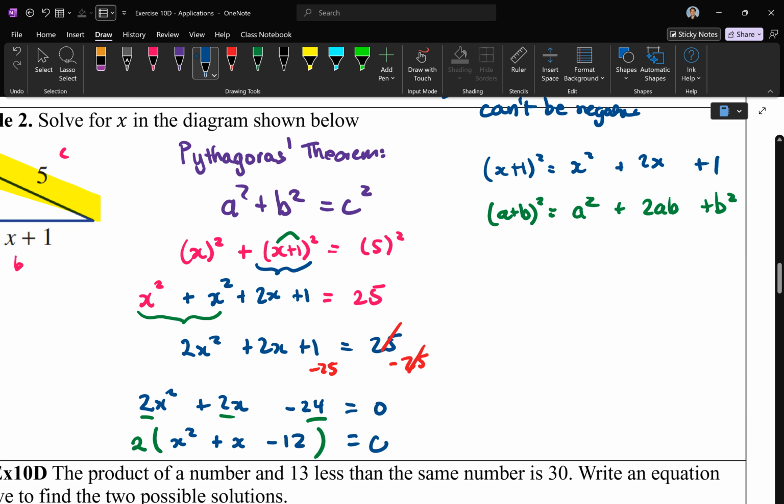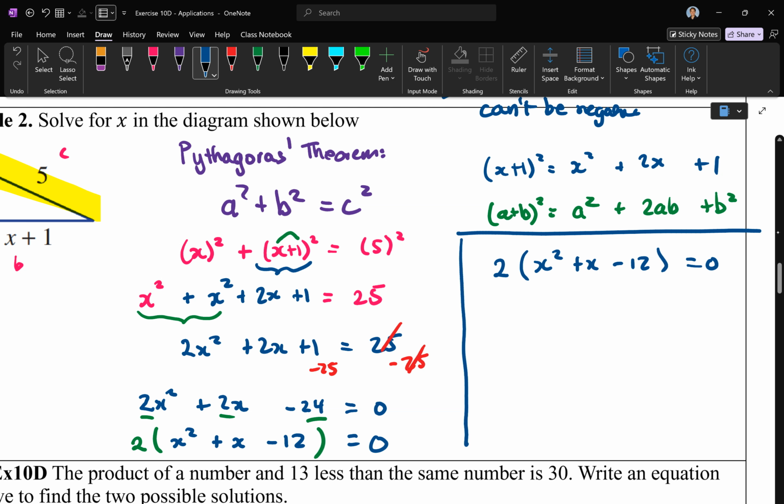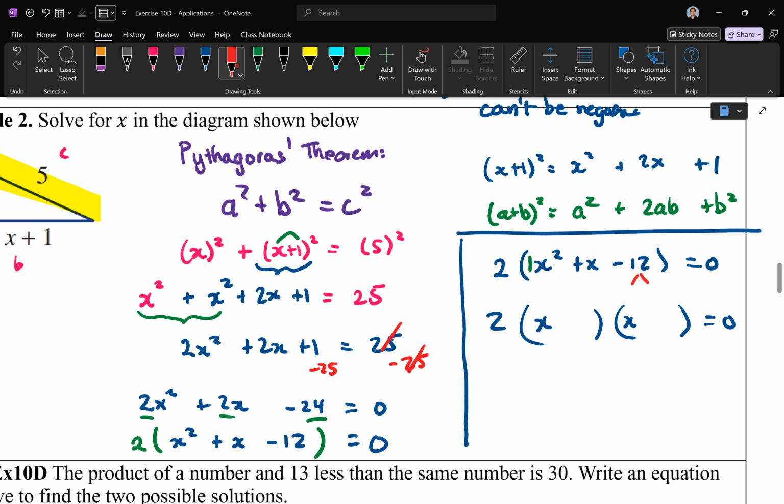So hopefully you can factorize this now. What is it? 2 bracket x squared plus x minus 12. If you're factorizing this, remember you get 2 brackets. Mnemonics are nice. Mnemonic is the number in front of x squared is 1. So that means this is going to be x, and now you all have to think about 2 numbers that multiply to give you 12, and you add or subtract to give you positive 1x. What 2 numbers? Think about 12. What 2 numbers?